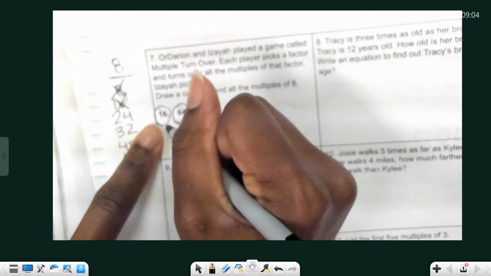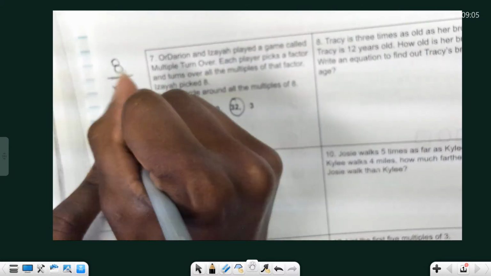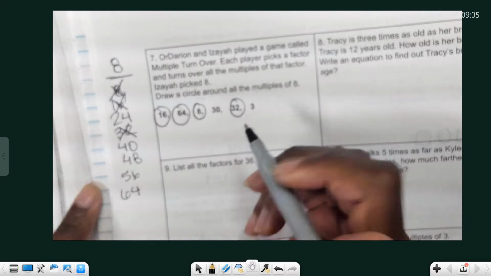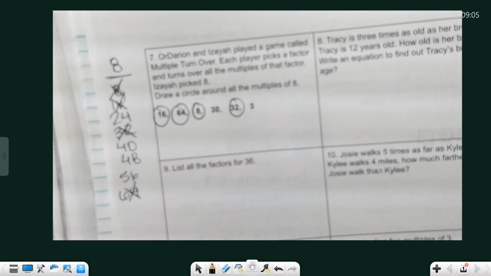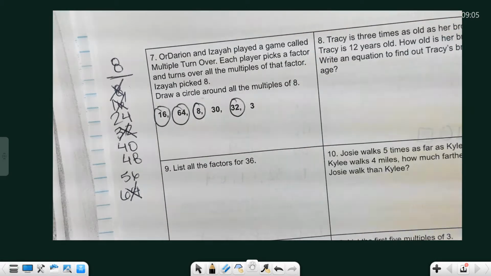I saw 16, I circled 16. 24 is not listed. Keep going. 32, circle 32. 40 is not listed. 48 is not listed. 56 is not listed. But 64 is. I crossed it out. So I was able to cover all of my multiples, and I had something to guide me. So do that on your paper when you're doing your test.